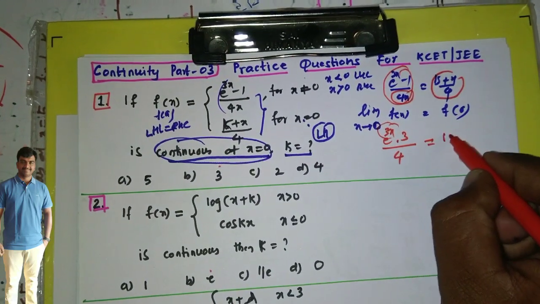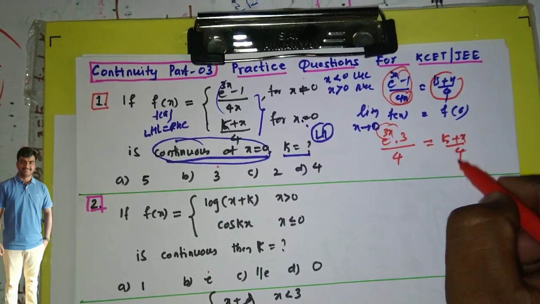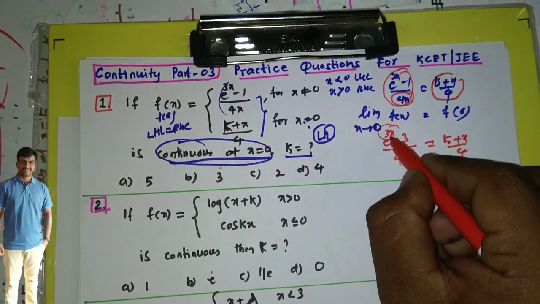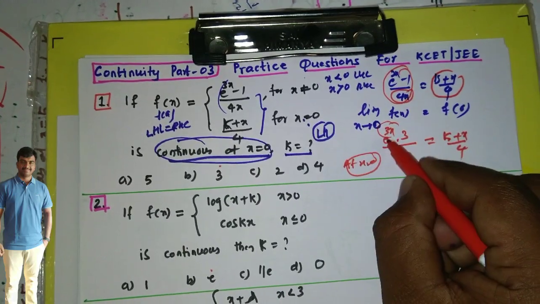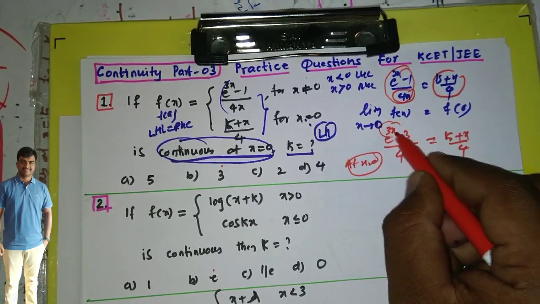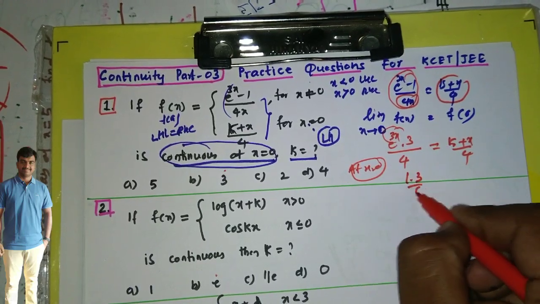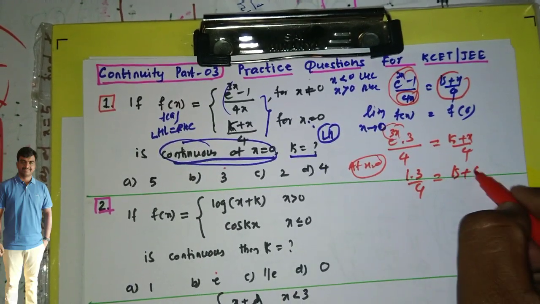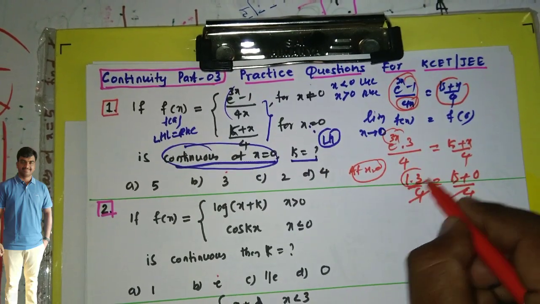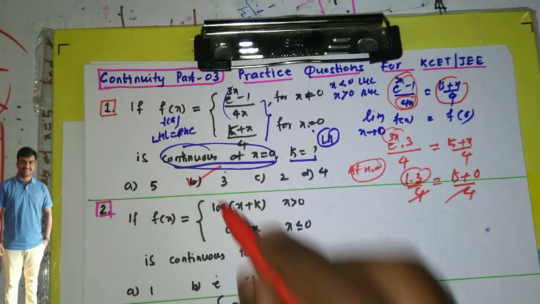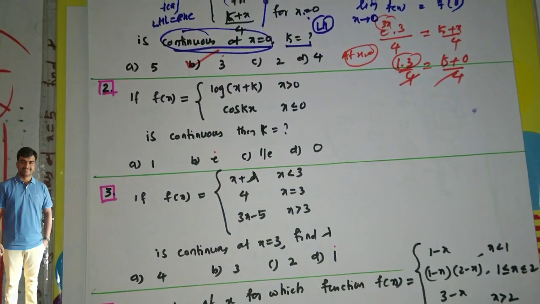So the other side is simply k plus x by 4. Now you apply x equal to 0. e raised to 3 into 0 is 1, so 1 into 3 by 4 equals k plus 0 by 4. The 4 cancels, so k is equal to 1 into 3, which is 3. Hence option number B is correct. Now let us go with the next question.